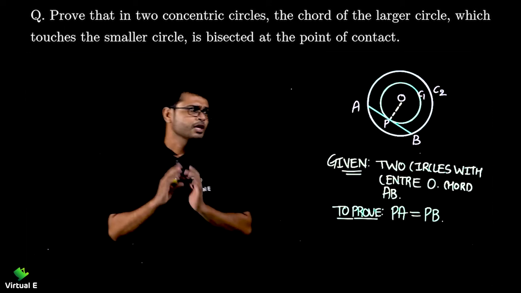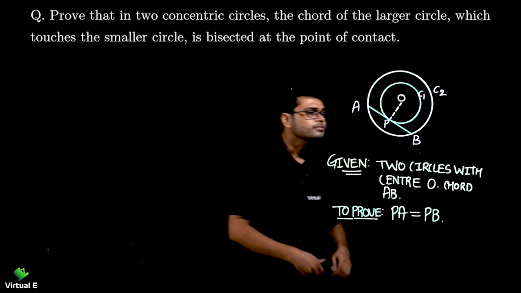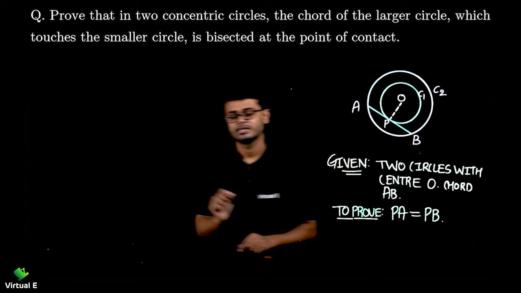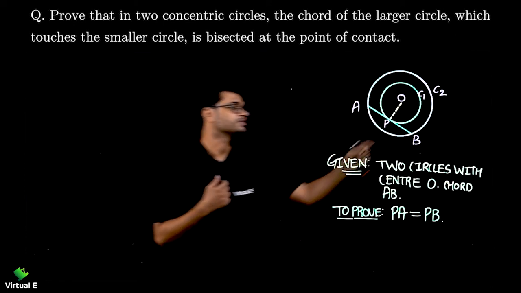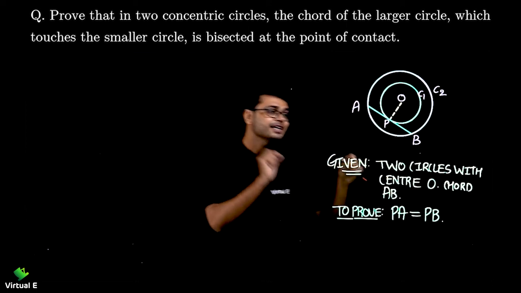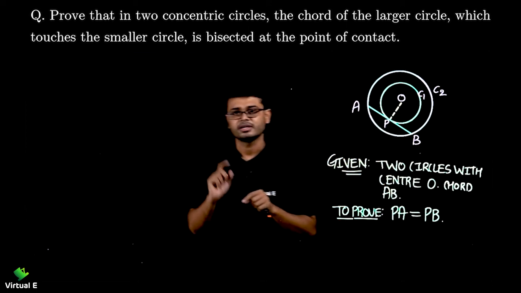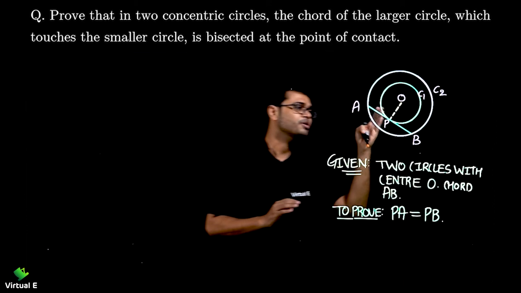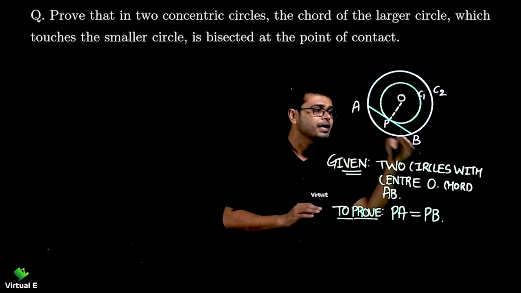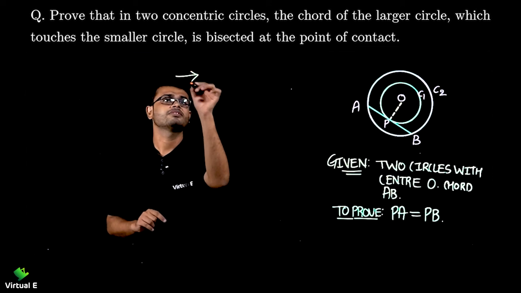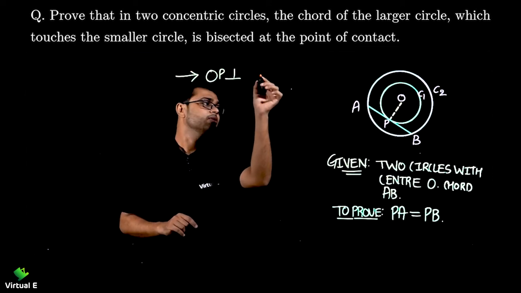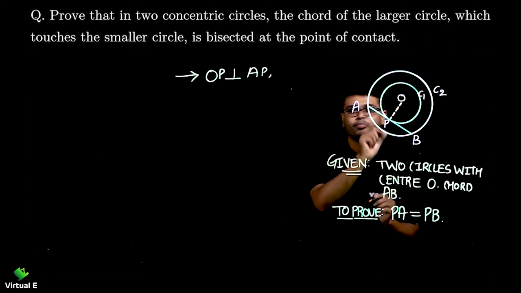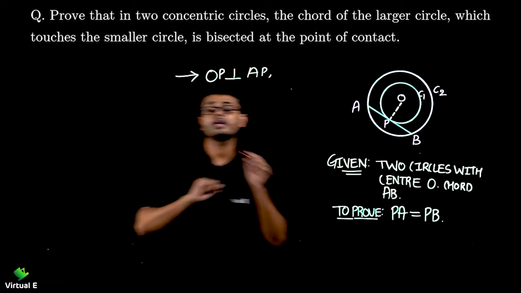So how shall we start? First of all, let's observe that the chord of the larger circle is the tangent of the smaller circle. See what I'm saying? The chord of the larger circle, C2, is tangent to this smaller circle, right? So tangent and radius are perpendicular. So first I can write OP perpendicular to AB. So we can write: the tangent at the point of contact is perpendicular to the radius.